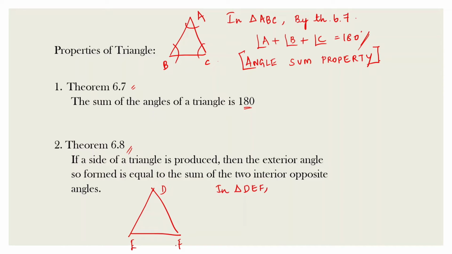In triangle DEF, when one side of a triangle is produced, then the exterior angle so formed, so the exterior angle formed here is DFG, is equal to the sum of the two interior opposite angles. What are the two interior opposite angles here? Angle DEF and angle EDF. Thus, the exterior angle will be the sum of two interior opposite angles. This can be proved by theorem 6.8.